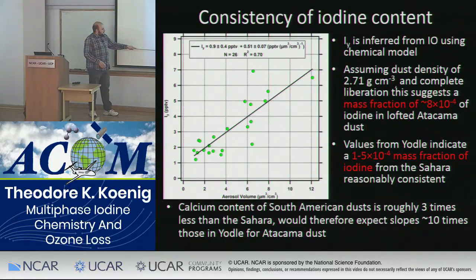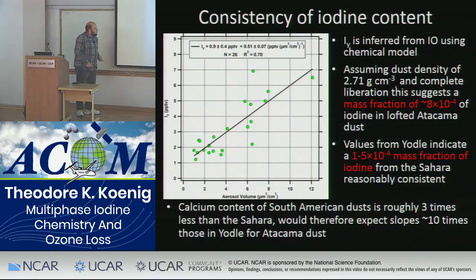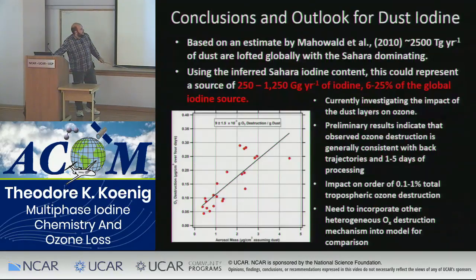So one thing to note here is that the calcium content of South American dusts is roughly 3 times less than the Sahara. So we would expect that if someone did a similar measurement scheme as Yodel off the coast of South America, their slope would be roughly 10 times as much, because we have ballpark 2 to 3 times as much iodine, and the calcium we're going to be dividing by is about 3 times less. So this is hopefully something that can be tested in the future, but we're going to move forward with the hypothesis that there might be a missing source of iodine from all of this.